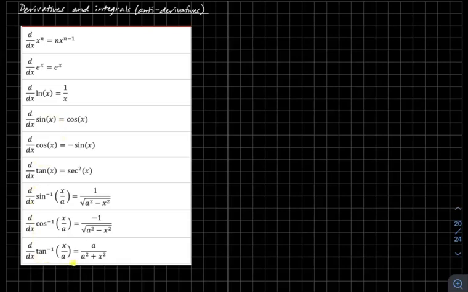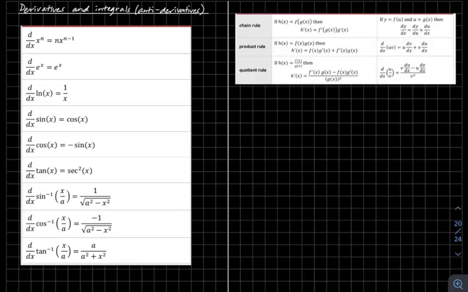Don't worry about these ones down the bottom, you won't have seen those, we'll come to those a bit later in specialist maths. So there's those results, but then there's also the results for composite functions, so the chain rule, for products of functions, or for quotients of functions. Let's do a quick example just to remind ourselves how we might use those.